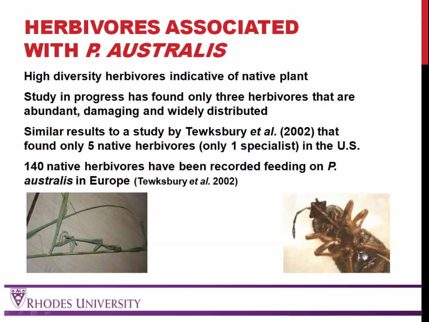And if we compare this to similar studies in Europe, 140 herbivores have been found feeding on Phragmites. So already this is starting to raise some serious questions as to why this is the case. Why do we have a lot more herbivores feeding on Phragmites in Europe and so few feeding down here?